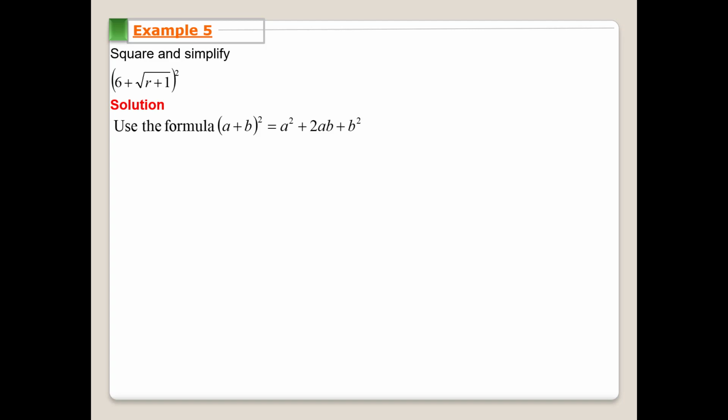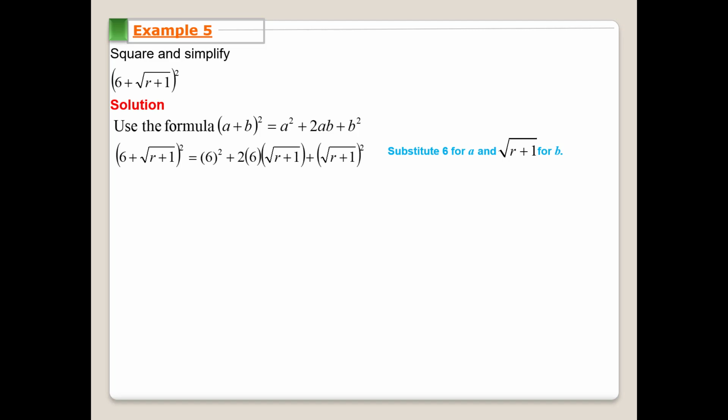All right, so we can use this little formula here, right? So a plus b squared, we can write this out by saying a squared plus 2 times a times b plus b squared. So in this case, our a value would be 6, and our b value is square root of r plus 1. So we take this equation, and of course we substitute in the 6 for a and square root of r plus 1 for b, and then write out that equation, just like it's shown right there.